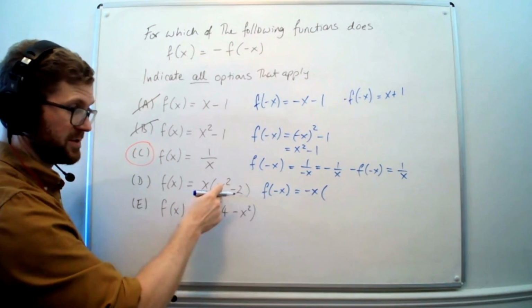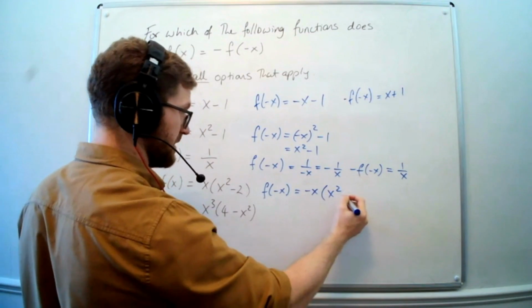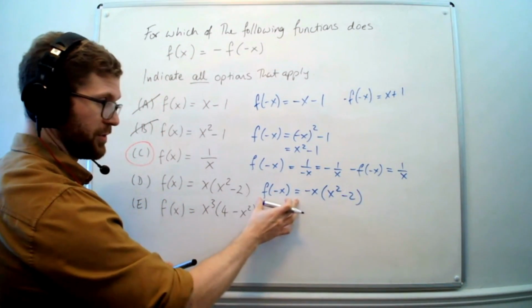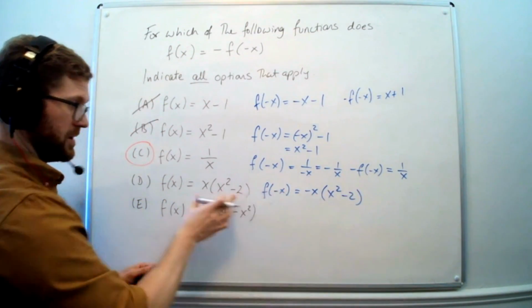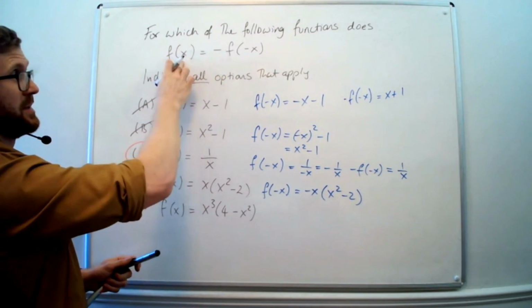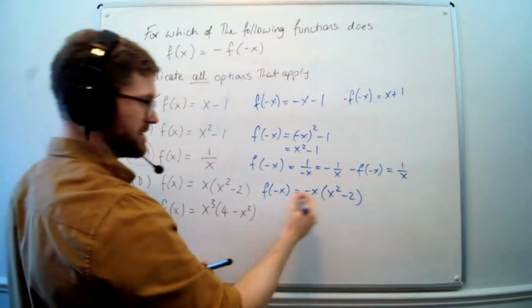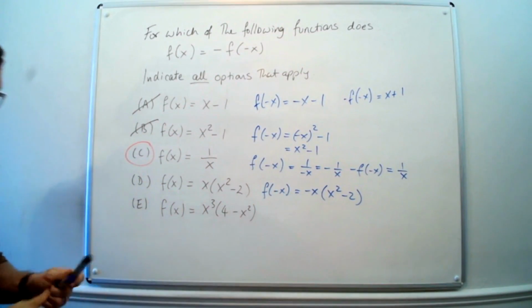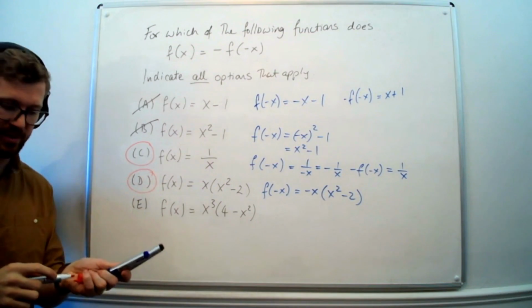If I put negative x into x squared, I just get x squared. And so this whole thing is minus 1 times what I started with, which is exactly what we're looking for. Minus 1 times what we started with will equal f of minus x. And so D is going to be one of the answers we're looking for as well.